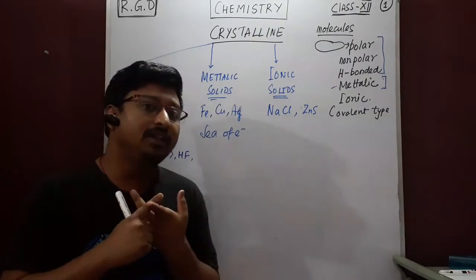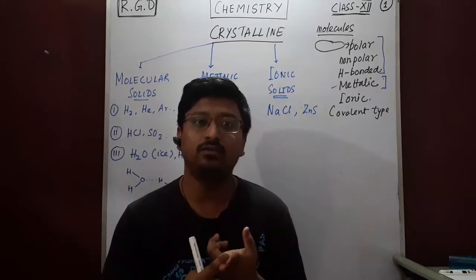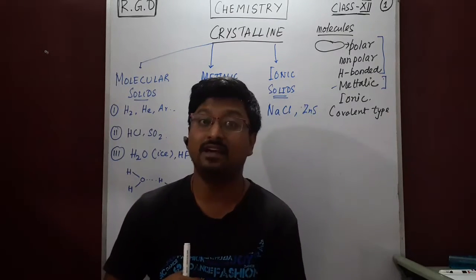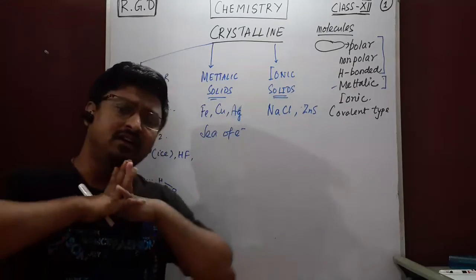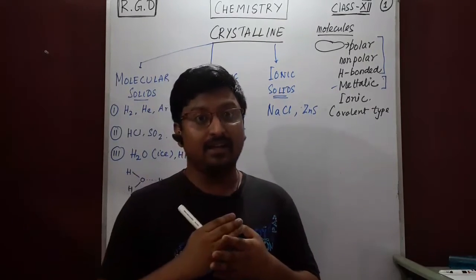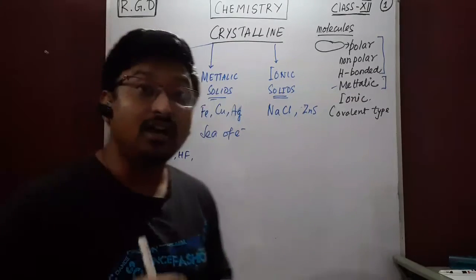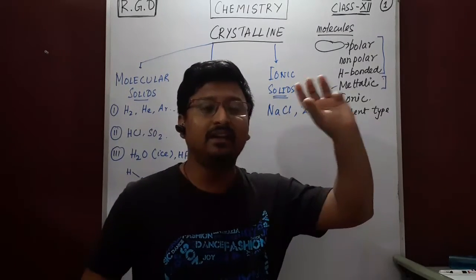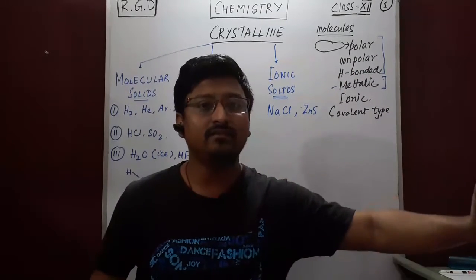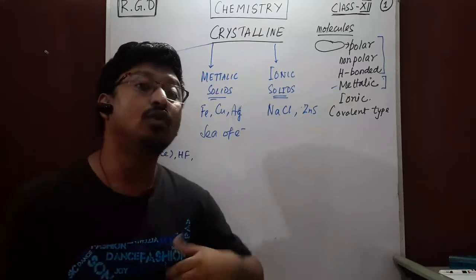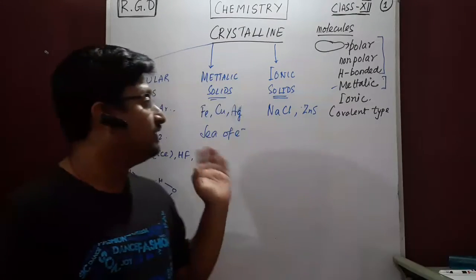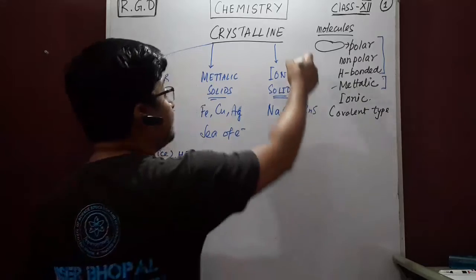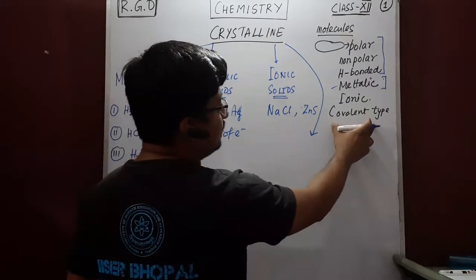Number two, when I say that they are held together by strong electrostatic interaction, that itself suggests that they will have a high boiling point as well as a high melting point. But what about the electrical conductance? In the solid state, they will not conduct any electricity. Why? Because the ions are in rigid positions, they are not moving. But if they are in molten state or in aqueous state, what will happen? Now they can conduct electricity. So that is the important property of ionic solids. So ionic is done.